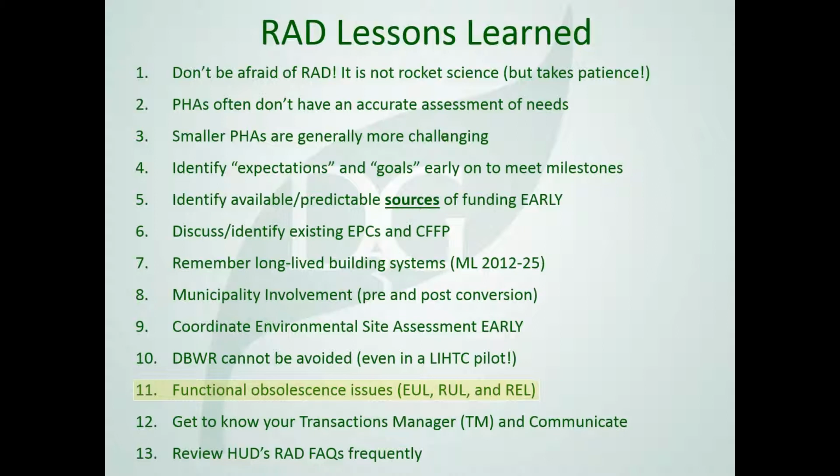Number 11. Some functional obsolescence issues we typically see in the public housing stock would be things like 4-bedroom, 1-bath units, or non-elevated handicapped projects, accessibility limitations to a project. Those can all be examples of functional obsolescence we need to address.